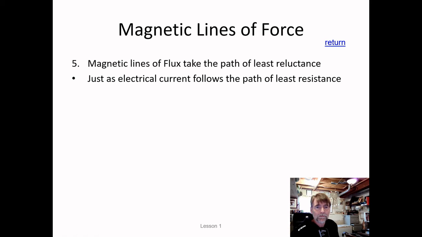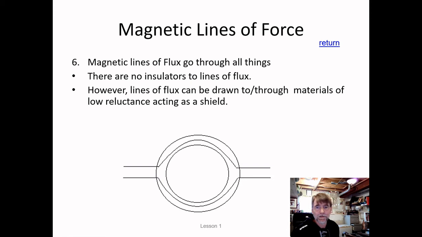The fifth point, magnetic lines of flux take the path of least reluctance, just as electrical current follows the path of least resistance. Not sure that there's much more to say about that, but it leads into a further conversation. Moving on to this one right here. Magnetic lines of flux go through all things, which means there are no insulators. So we cannot build a shield to stop lines of flux. What we do instead is we offer a path of less reluctance to encourage the lines of flux to go in a particular direction. So instead of shielding from those lines of flux, we are actually absorbing those lines of flux.